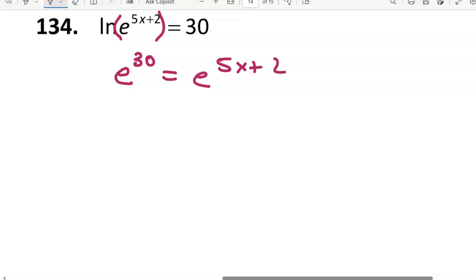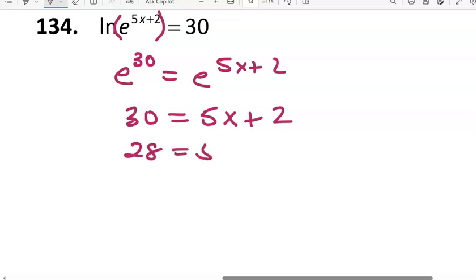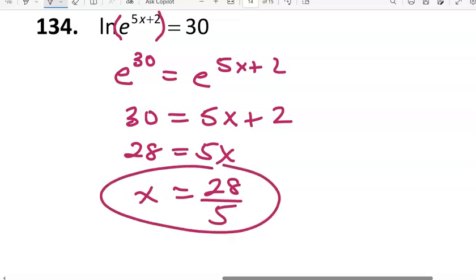What we now have is an exponential equation with the same base. In those cases, if e to the 30 equals e to the 5x plus 2, then 5x plus 2 and 30 must be equal. And solving this equation, we have x is equal to 28/5.